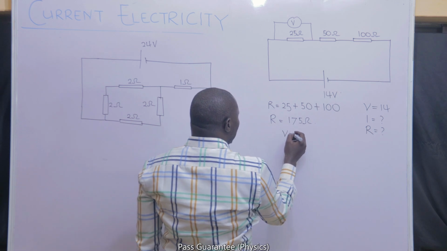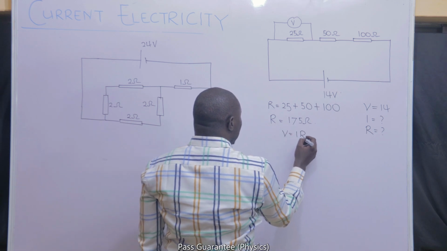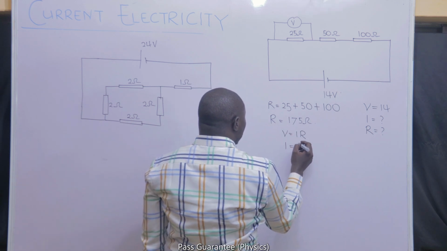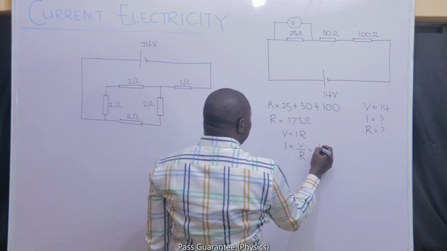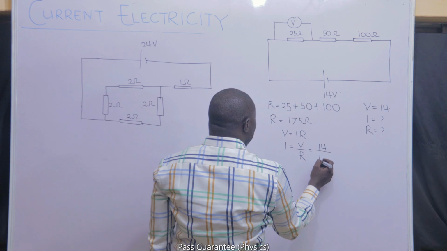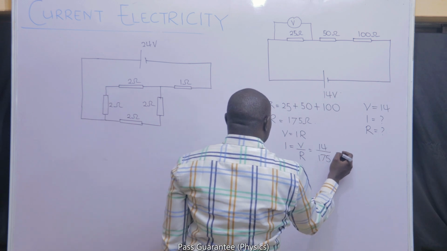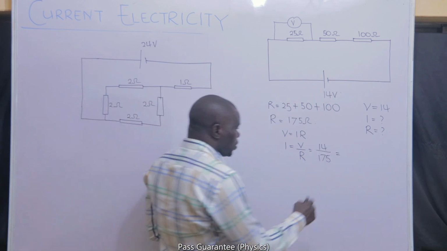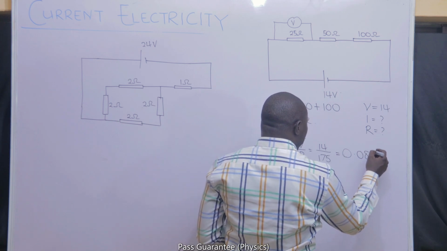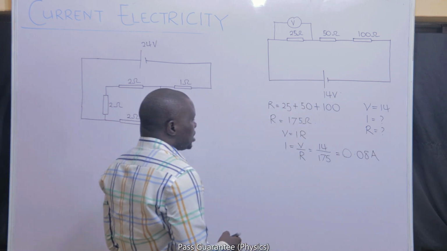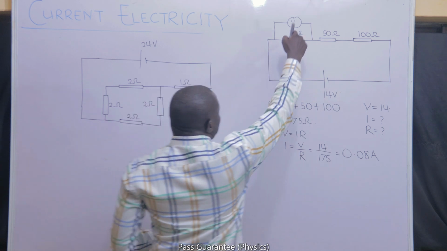My V is equal to IR for total condition. I must be equal to V all over R. The total V, 14, divided by the total R, 175, should give me 0.08 amperes. If that is the case, I can now find the voltage across.